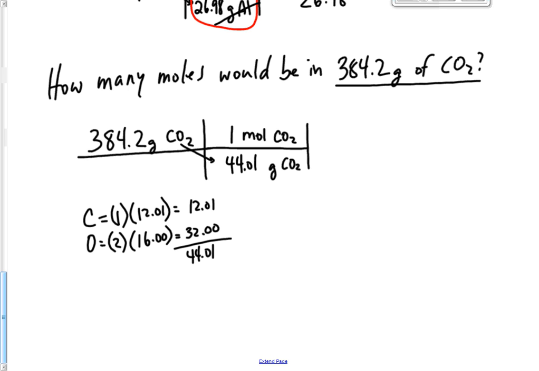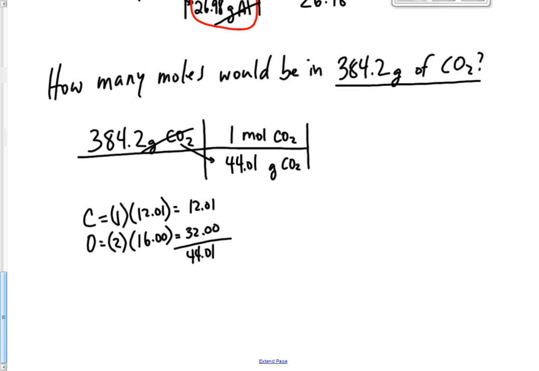And the reason every one is different is because every atom is different. Their mass is different. Every molecule has a different mass. So we have to calculate that conversion factor every time. When we get into particles and liters, the conversion factor is more stable. But for this one, you have to calculate it every single time.